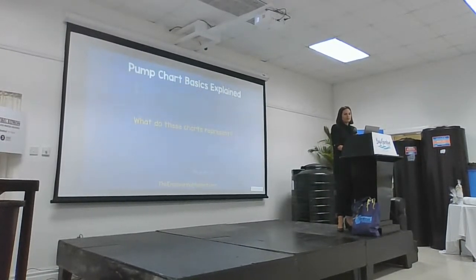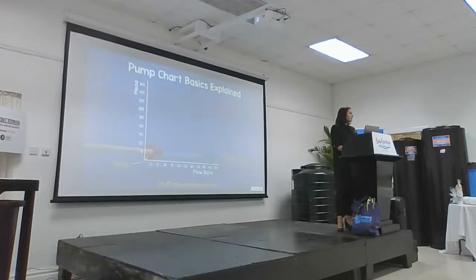So what do these charts represent? We can turn the pump sideways and connect it to a pipe. The pump is pushing the liquid horizontally, so there is no pressure, but the water is flowing at its maximum flow rate.